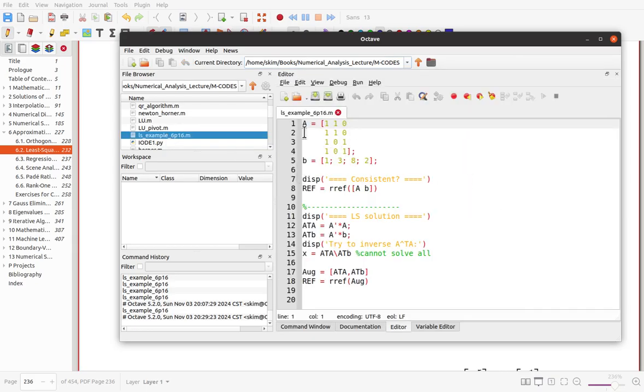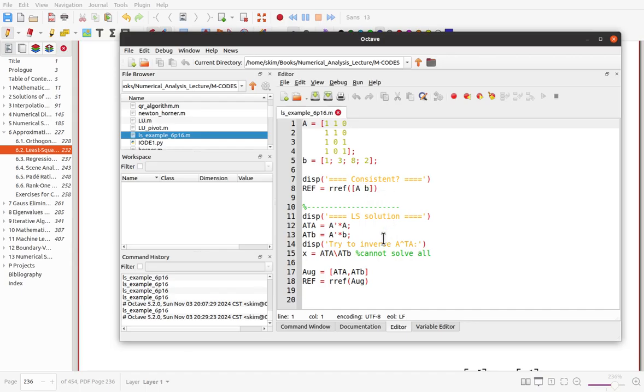Now, we defined A. The first column is 1, 1, 0, 0, and the next is 0, 0, 1, 1. And B is a column vector. In this program, we'll see if AX equals B has a solution. Once it has a solution, we call it consistent. Through reduced echelon form, we'll try to see if it has a solution. And of course, it has no solution.